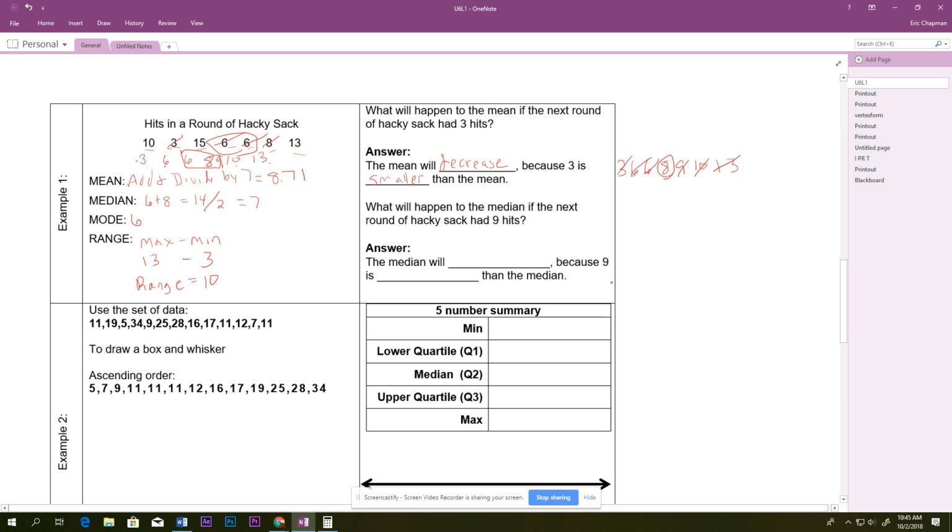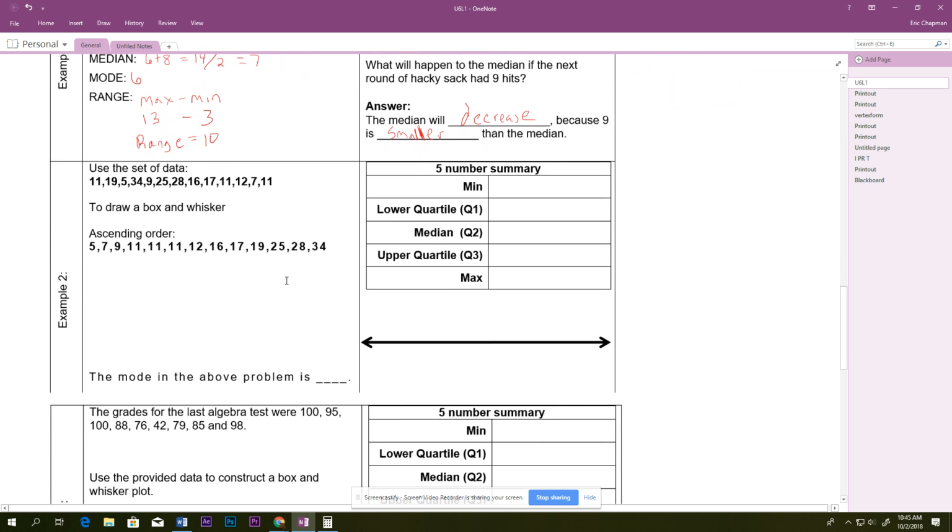And it looks like our median decreased. So the median will decrease because 9 is smaller than the median. Okay, now let's take a look at example 2.